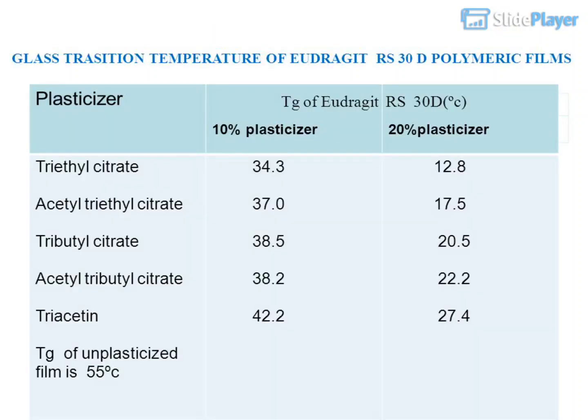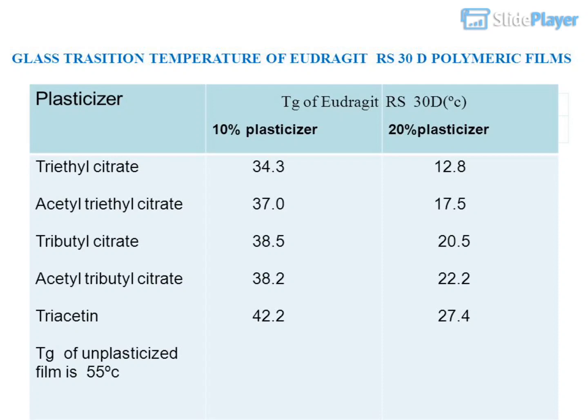Plasticizers: triethyl citrate, acetyl triethyl citrate, tributyl citrate. Glass transition temperature of Eudragit RS30D polymeric films. Plasticizer at 10% and 20%: triethyl citrate, acetyl triethyl citrate, tributyl citrate, acetyl tributyl citrate, triacetin. Tg of unplasticized film is 55 degrees Celsius.